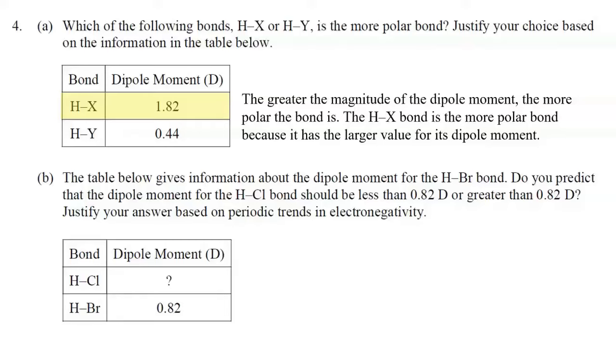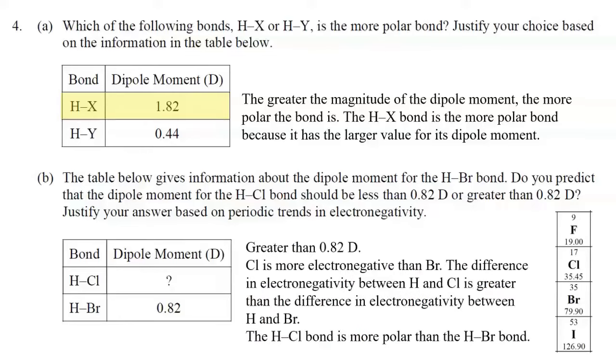So since chlorine and bromine are in the same group or family, and we know that electronegativity decreases from top to bottom, that means that chlorine is more electronegative than bromine. Therefore, this is going to be a more polar bond. So the dipole moment for HCl should be greater than 0.82 D. Again, chlorine being more electronegative than bromine, that means that the difference in electronegativity between H and Cl is greater than that between H and Br. So HCl is a more polar bond and has a greater dipole moment.